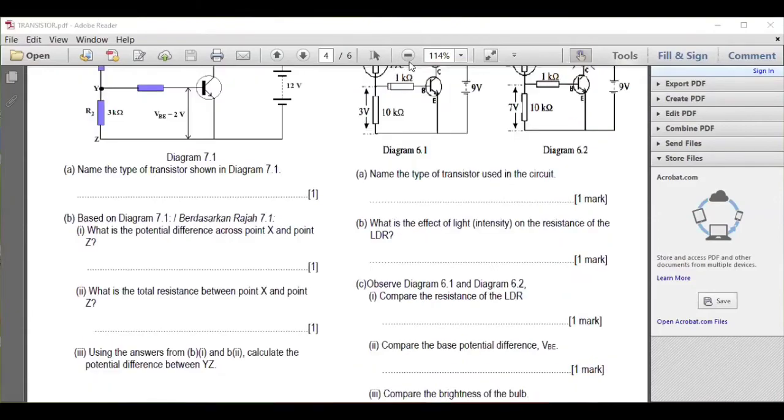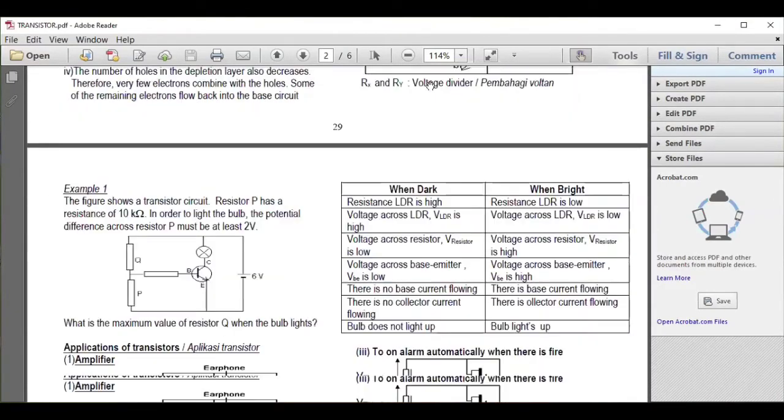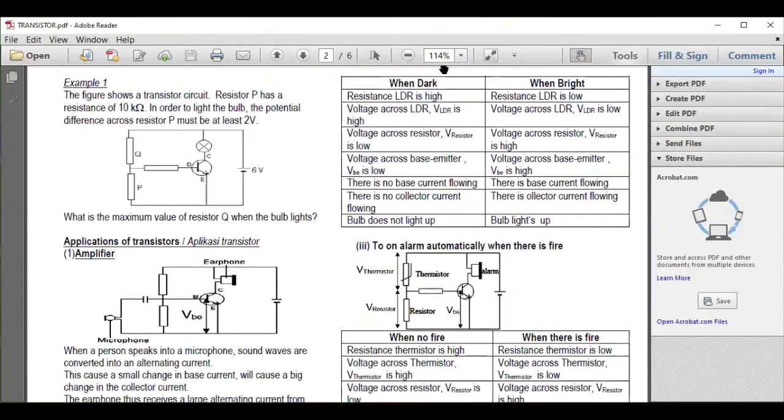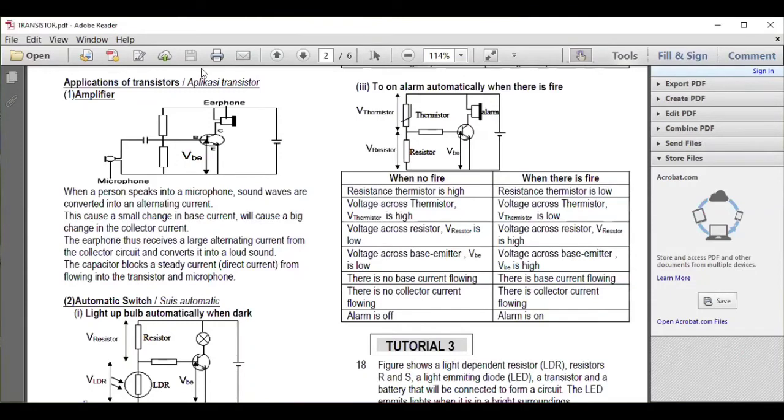The points I gave you are in the notes. So 4 points: when a person speaks into the microphone, the sound wave is converted into alternating current. Doesn't mean it must be us speaking; just say the microphone detects sound, and this sound will be converted into alternating current. Why? Because when we talk with different loudness, that means we fluctuate up and down, up and down, because our tone won't be the same.